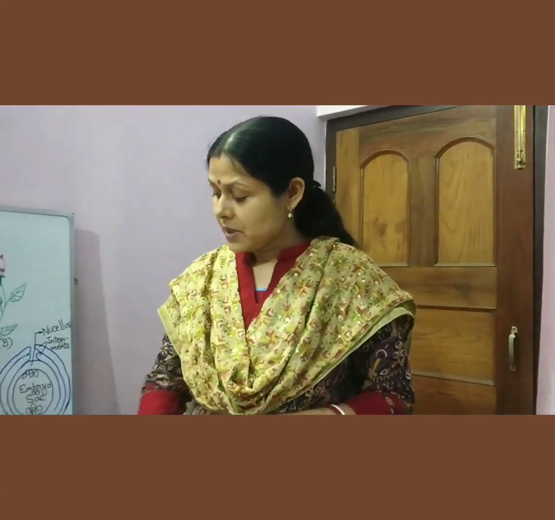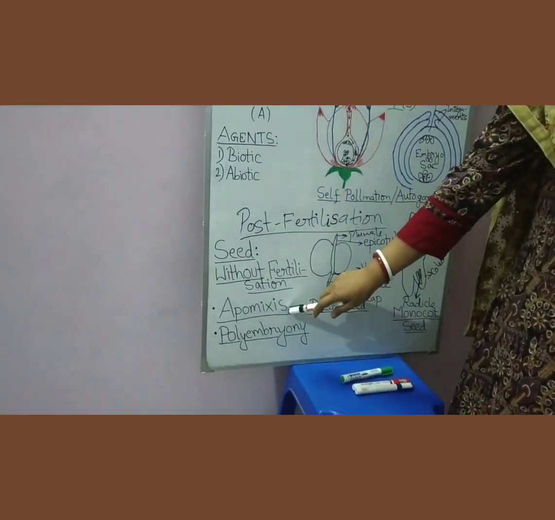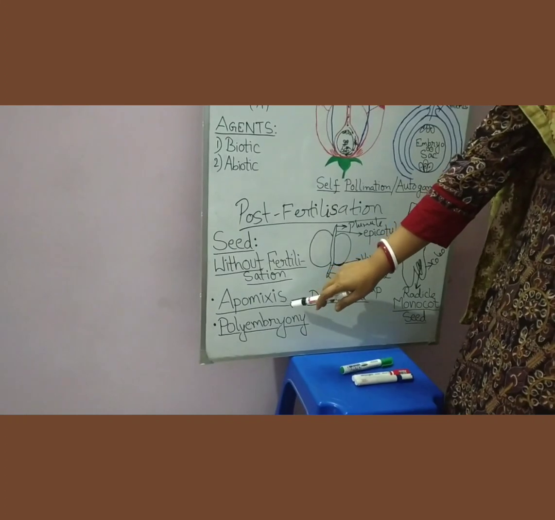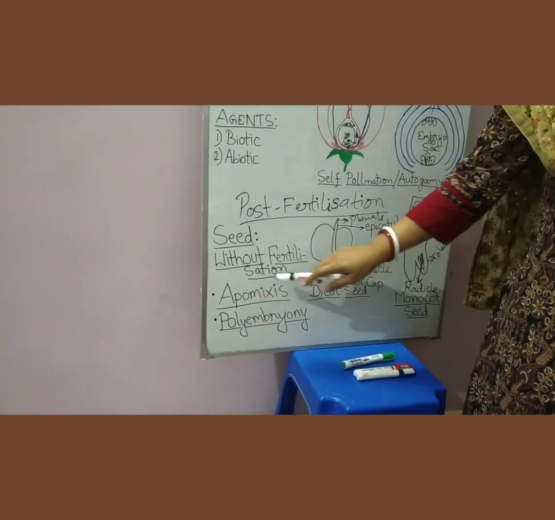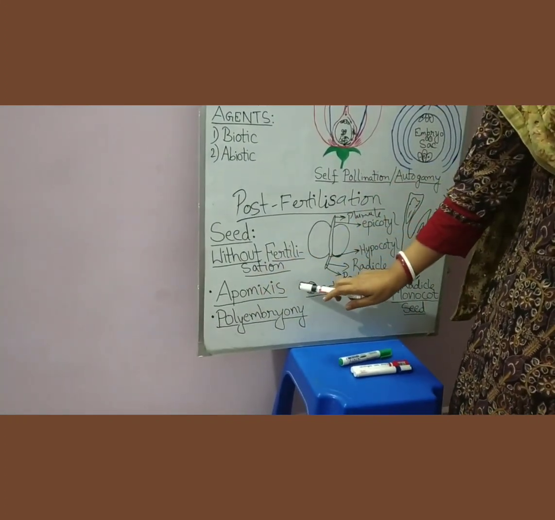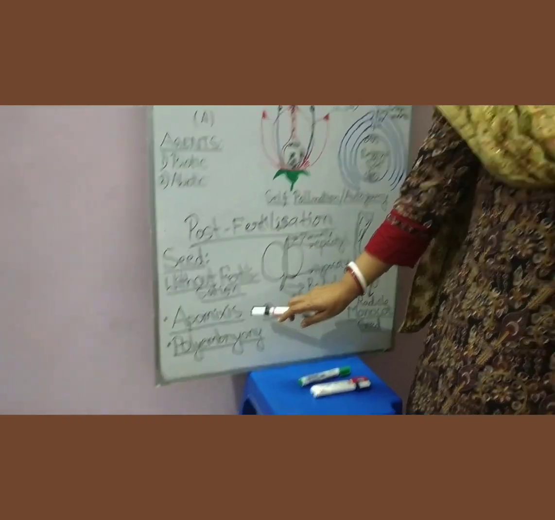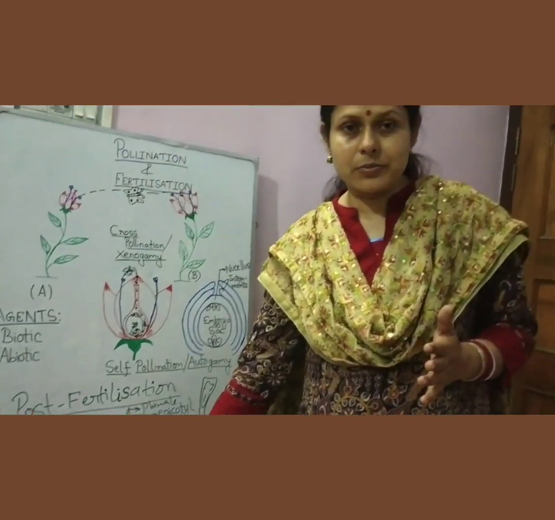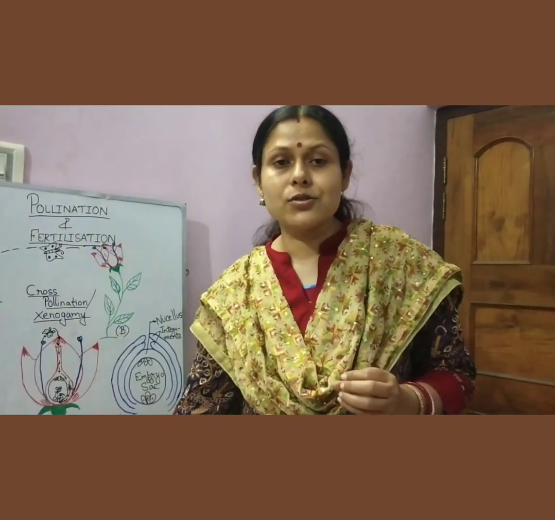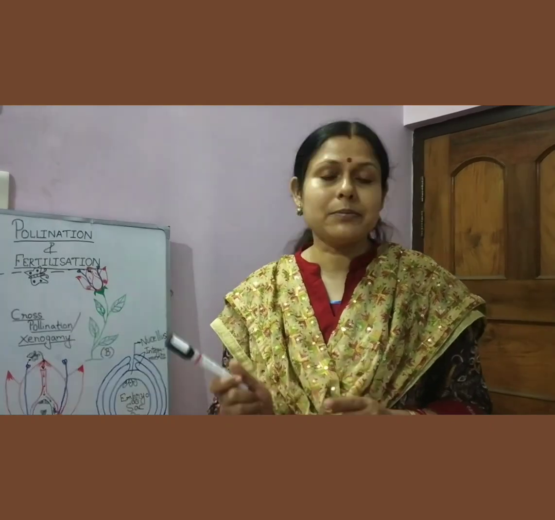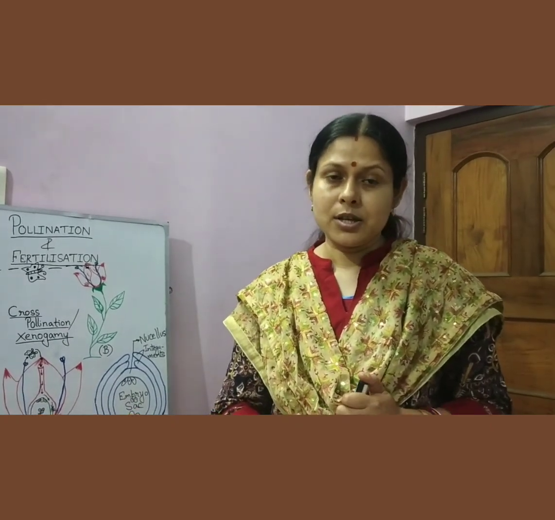Sometimes in nature, seeds are also formed without fertilization. That type of seed is called an apomictic seed, and the phenomenon is known as apomixis. So apomixis is a kind of asexual method of reproduction that results in the formation of seeds, but not by the fusion of gametes. That means no syngamy takes place.